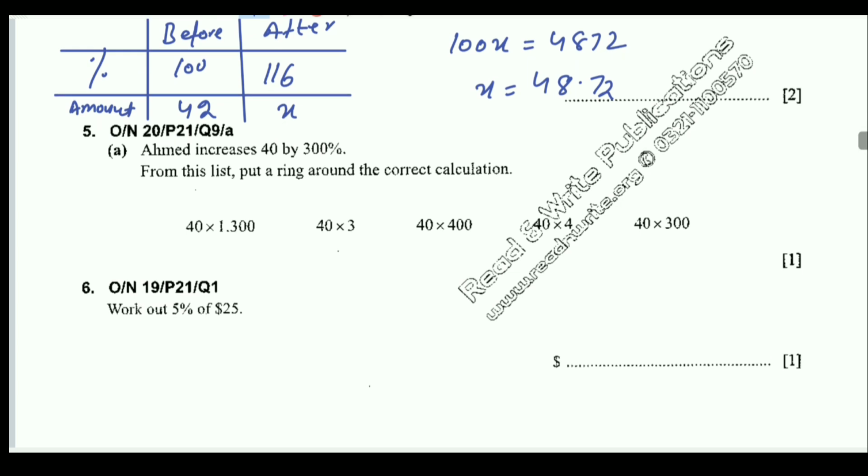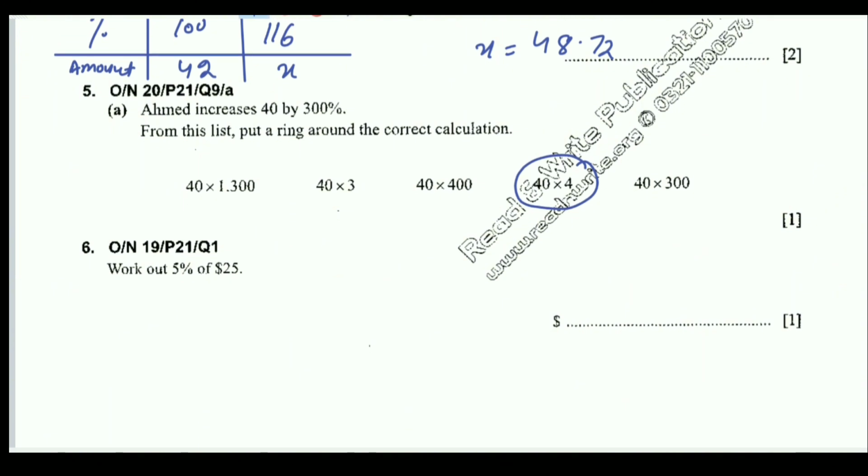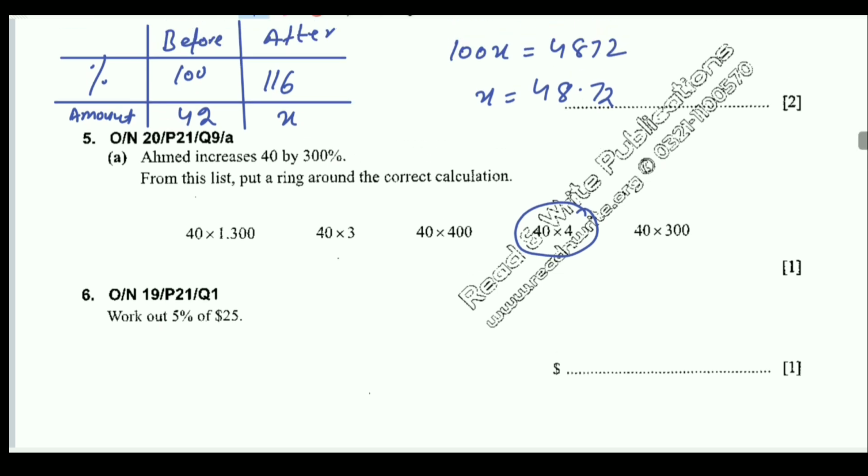Question number 5. Ahmed increases 40 by 300%. From this list, put a ring around the correct calculation. So this is also a very simple question. If we solve it, 40 multiplied by 4 will be our final answer. So you can just circle it. You can make boxes and find the answer, and simply tally that answer with these answers, and you will get your final one.